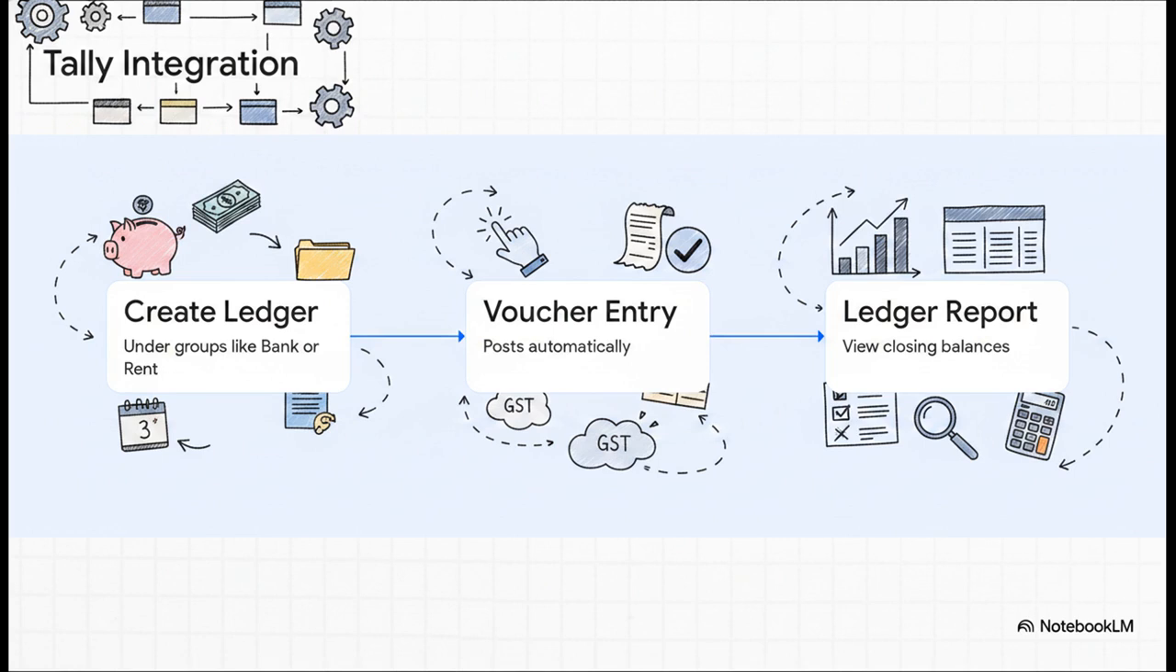Step 1. You create a ledger account under specific groups, so you'd put your bank under bank accounts or rent under indirect expenses. Step 2 is voucher entry. When you enter a sale or a purchase, it posts automatically to the right ledger. No manual copying needed whatsoever. And step 3, you instantly generate a ledger report to see all your transactions and closing balances.